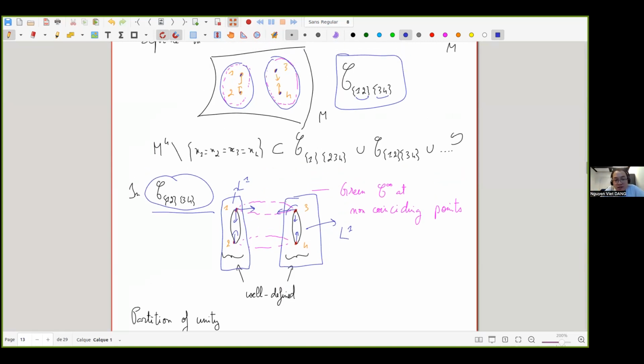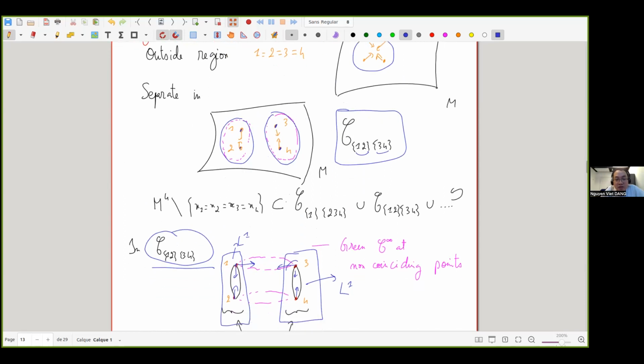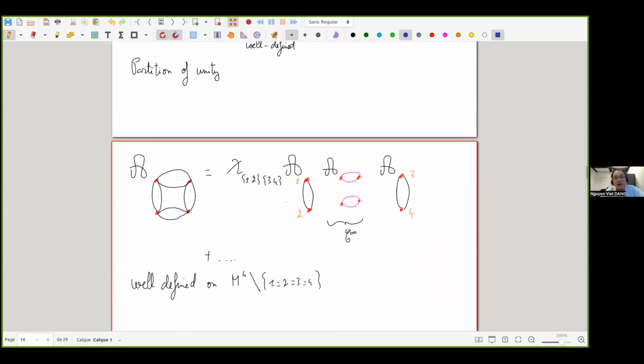So what I just tried to convince you is that outside the deepest diagonal, because of the inductive assumption, your amplitude A is well defined. To summarize, I take a partition of unity which is subordinated to my cover, and then I write my amplitude A as a sum indexed by the partition of unity. And on the right-hand side, everything is well defined on the configuration space M^4 minus the deepest diagonal.